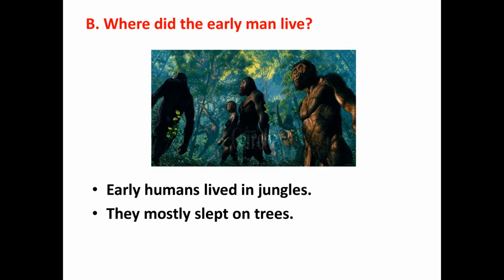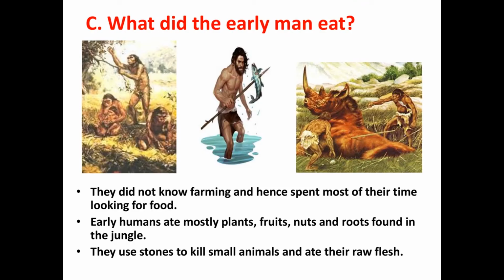Where did the early man live? This is a very important question. Since early men were wild like other animals, they also used to live in jungles with the other species. And they mostly used to sleep on trees. Now you must be wondering, what did the early man eat?